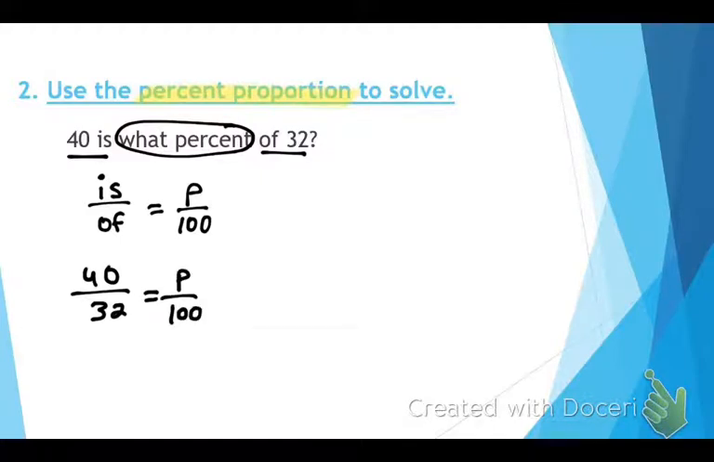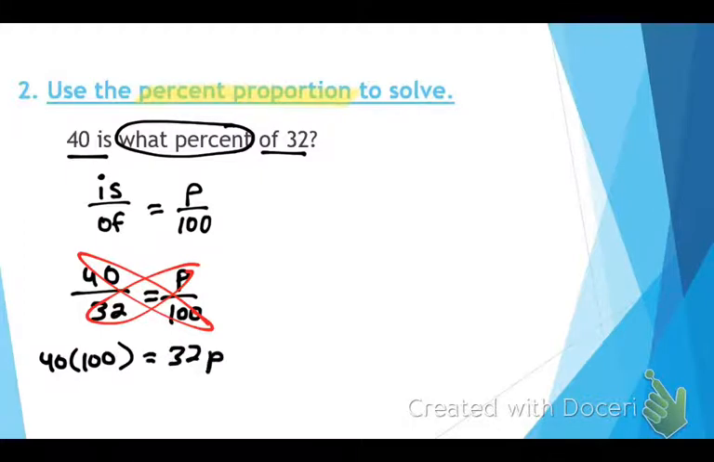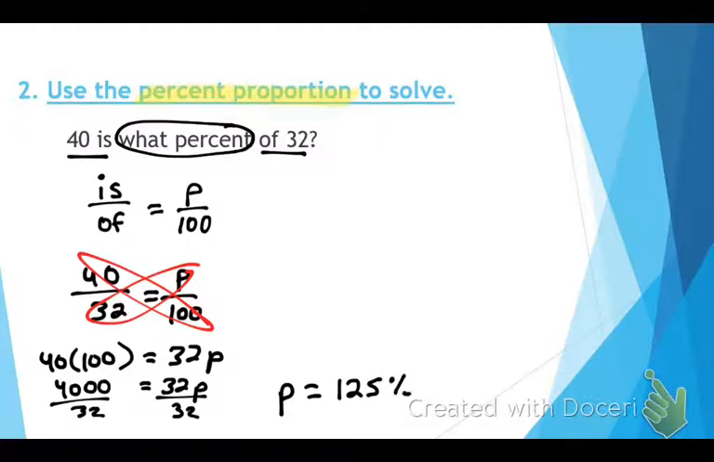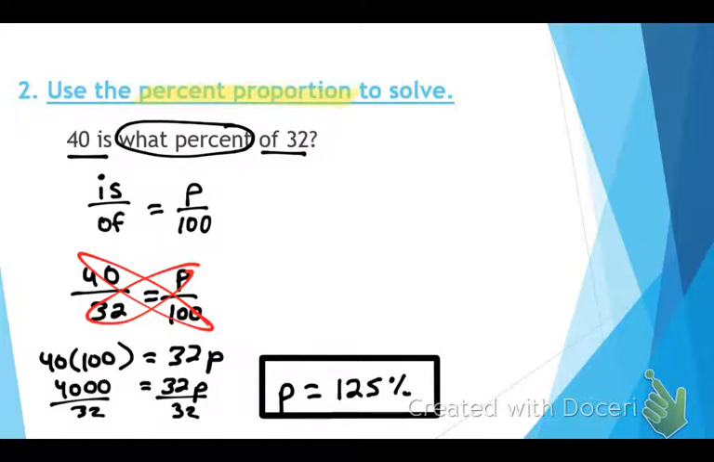What's the best way for me to find this answer, guys? All right, so we're going to do cross products. We've got 40 times 100 equals 32p. What's 40 times 100? 4,000. Then our whole goal here is to get p by itself. How do I do that? Divide by 32 on both sides. When you do that, what do you get? 125%. Once again, I am looking to make sure that you are showing me that work. Because it says to use the percent proportion, I want to see you showing that work.